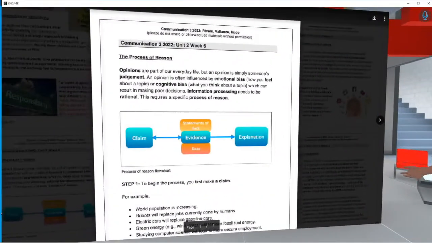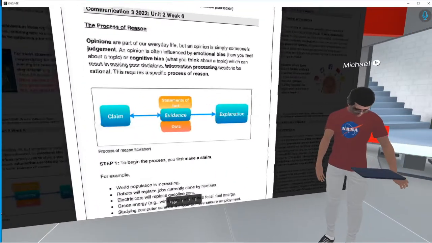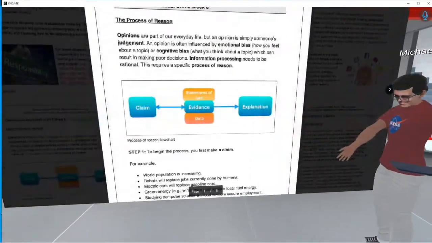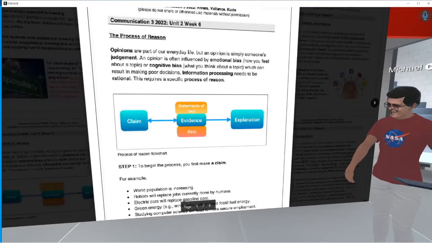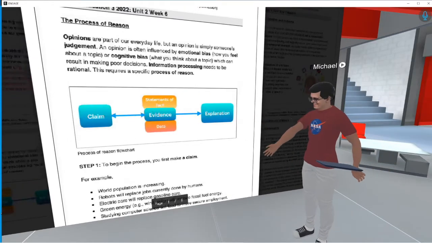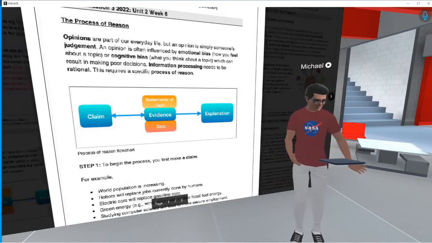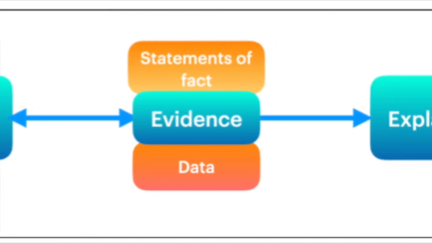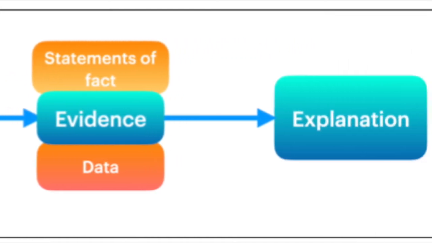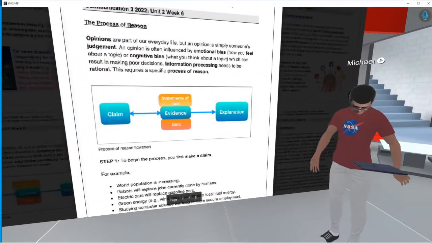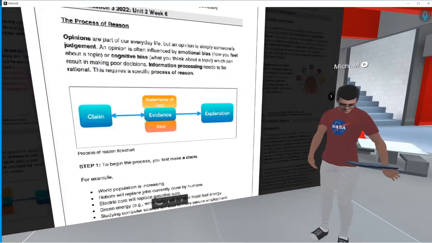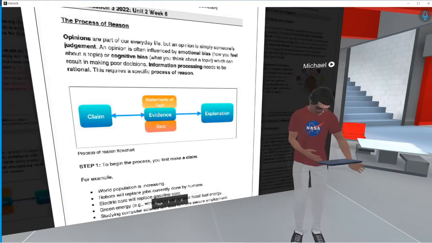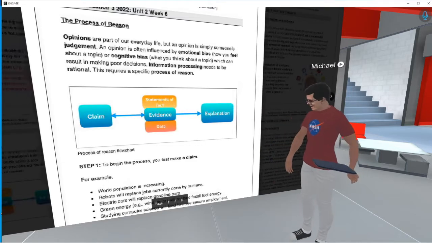So welcome to week 6, where we are continuing with Unit 2, Processing Information and Evidence. And this week we're going to look at the process of reason, illustrated by a flowchart on page 1. The basic process of reason begins with a claim. And on page 1, you can see there are 6 claims as examples.